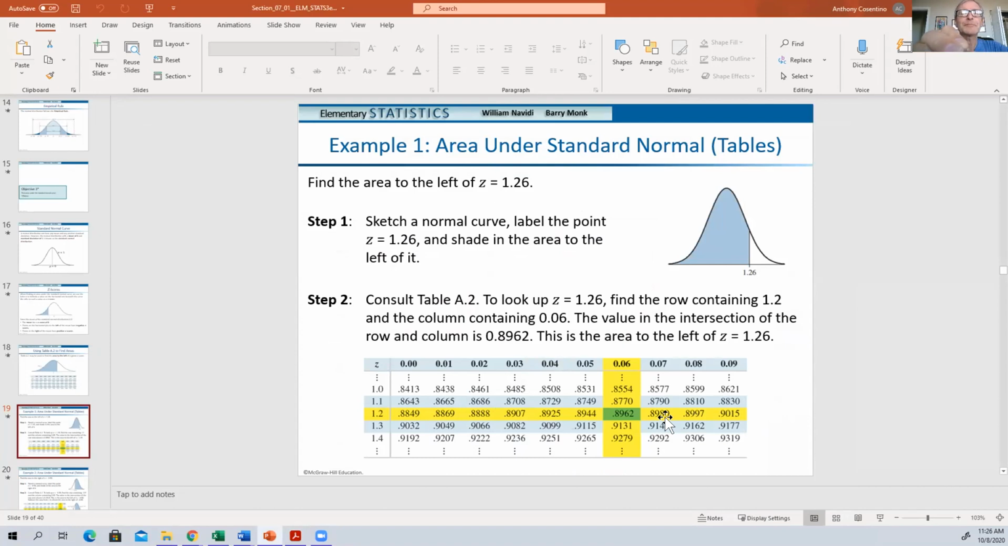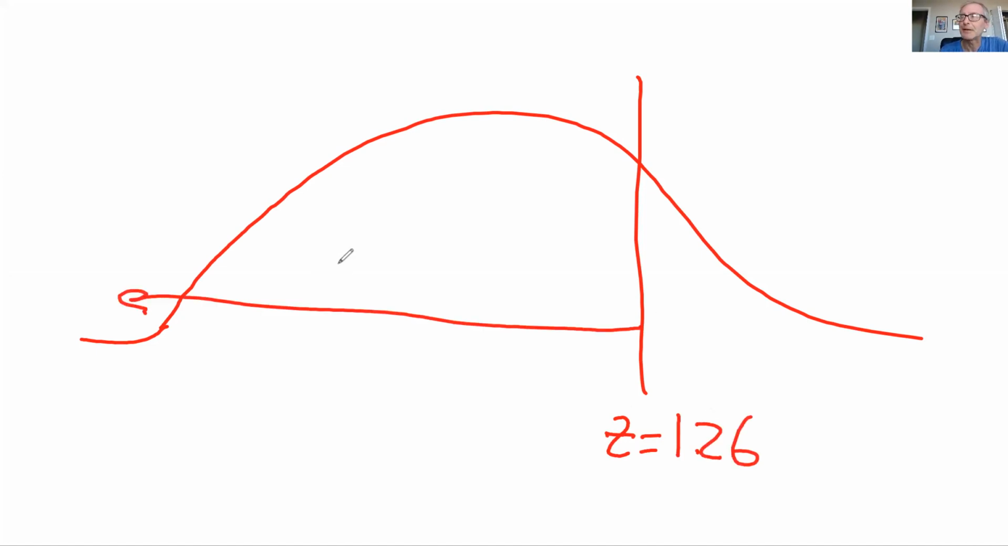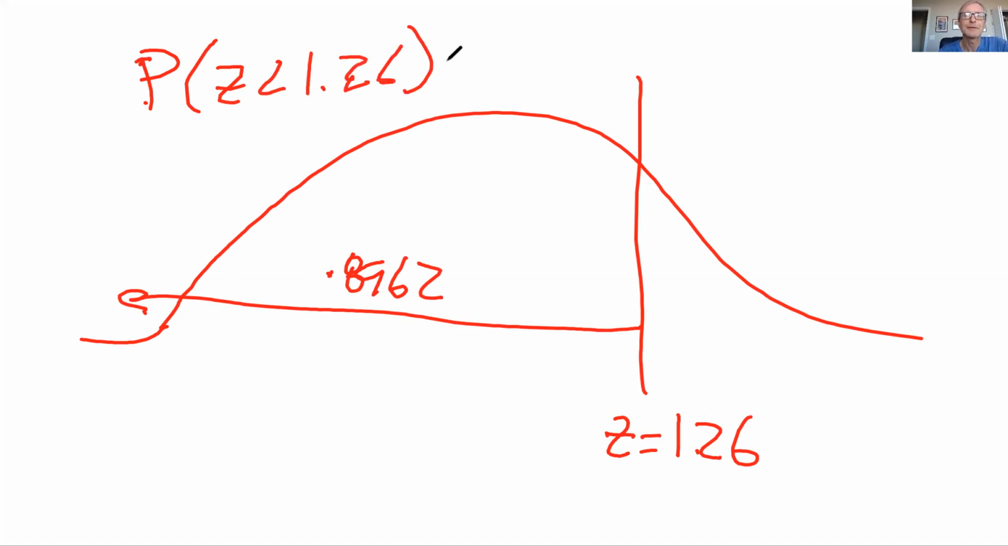And so what does that mean? Well, let me show you here real quick. If you have this normal distribution curve, and that's not a pretty one, say the z-score here is 1.26. The area all the way down here is 0.8962. So if you had the probability of a z-score of less than 1.26, that would be 0.8962. That's what we mean by that calculation.